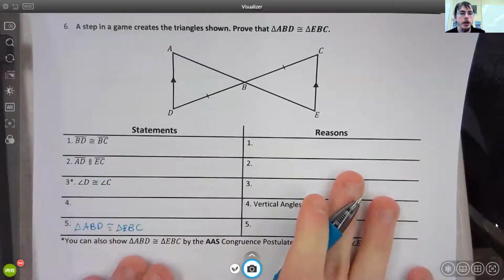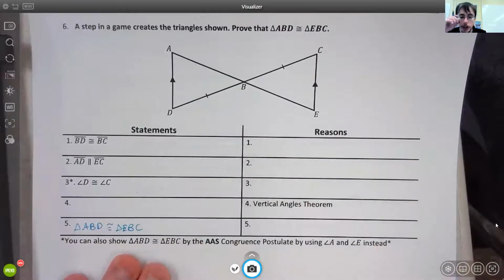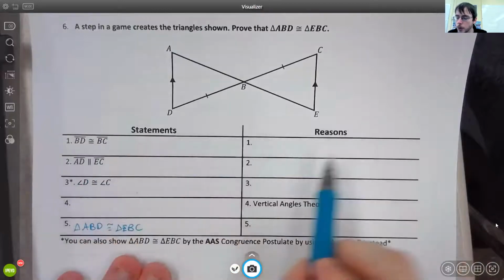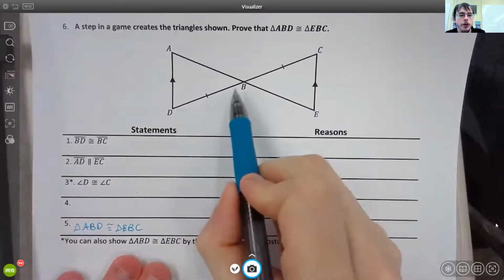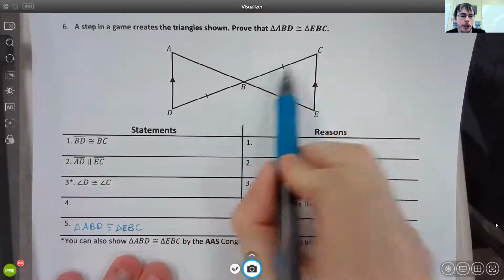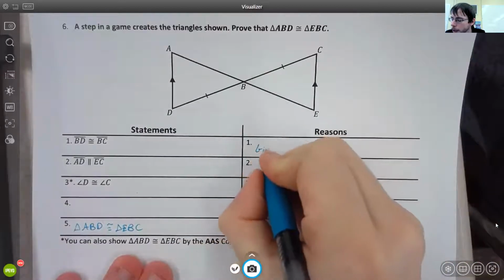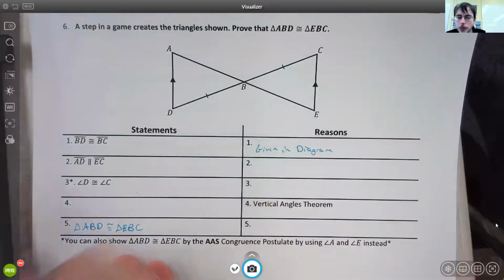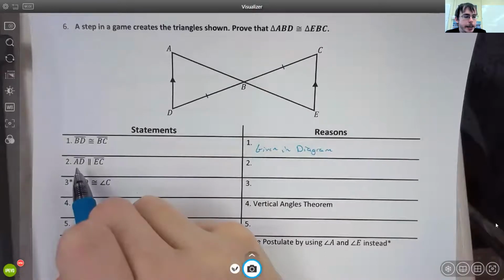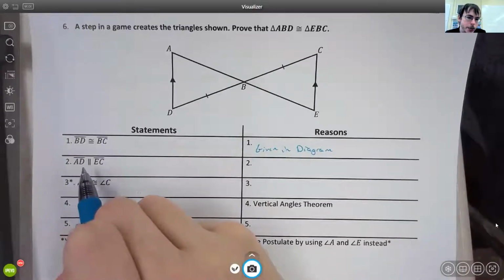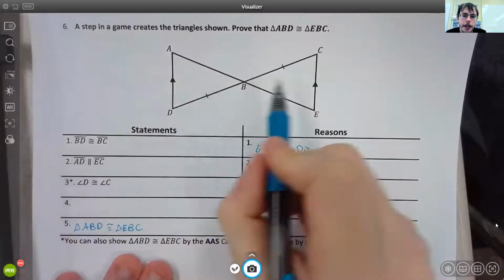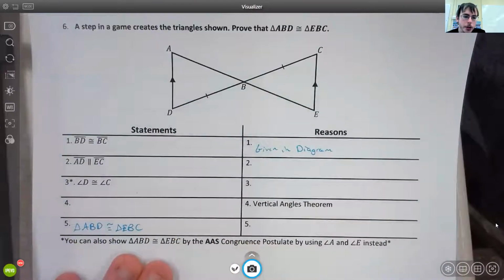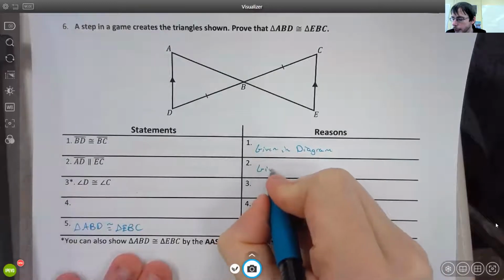So let's look at what our statements and reasons are already given to us. We see here that it says BD is congruent to BC, and it wants a reason that we know that. If you look here in the diagram, you see that we have congruency marks on them. So we would write that this is given in the diagram. Number 2, it says that line segment AD is parallel to line segment EC. And if we look here, we can see that there are triangles on there, which means they are parallel. So this is given in the diagram as well.